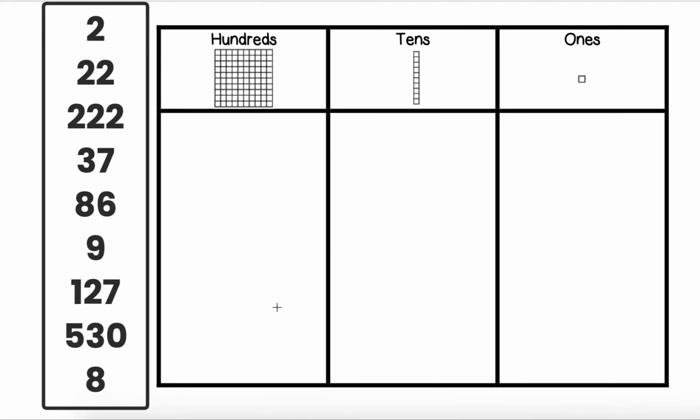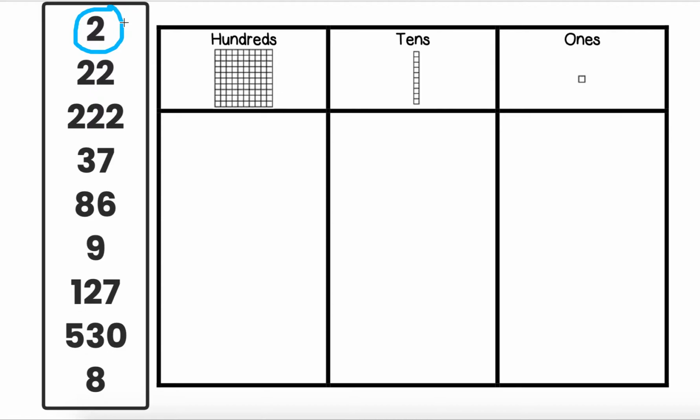On my screen now, you see my place value chart. Each number has a hundreds place, or a tens place, or a ones place. And they all go in different places. Let's start with the number 2. The number 2 is just a single digit, and he's all by himself.